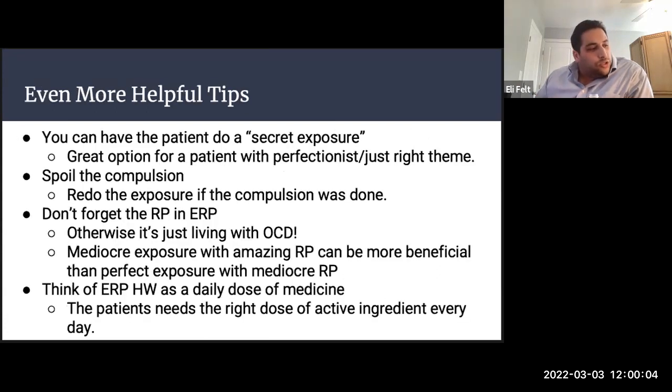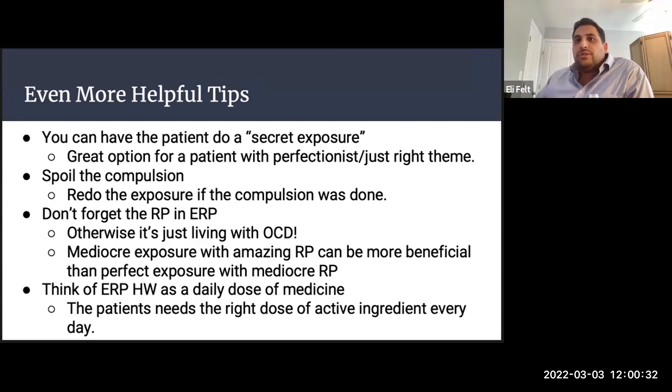And we're getting to the end, which is good because we are just about out of time. This is the last clinical slide. This one is very good for perfectionist or just-right OCD themes, which is to have the patient do a secret exposure. A lot of times you'll find that the patient is concerned with, am I doing the right thing exactly the way the therapist prescribed? And what if I messed it up a little bit, and then I lose hope and lose the motivation the rest of the week, and that loses all of its momentum?